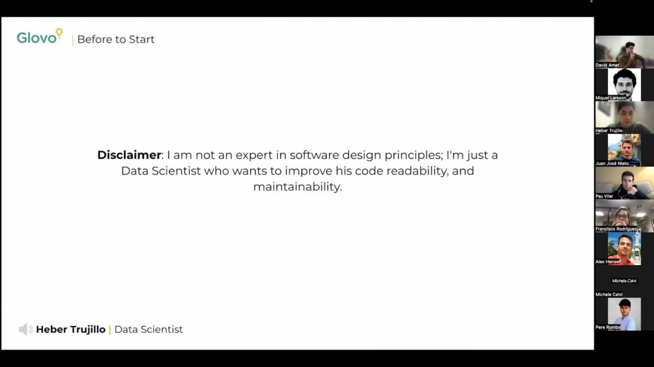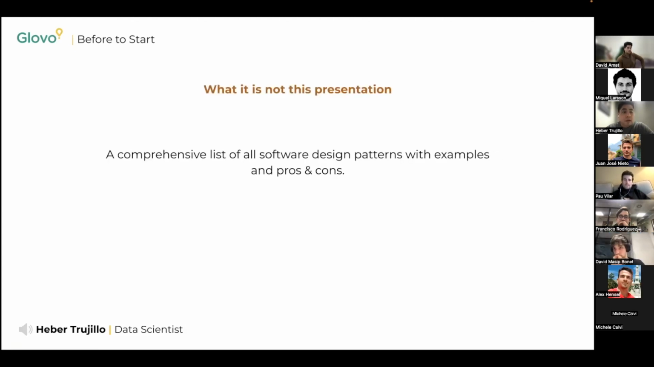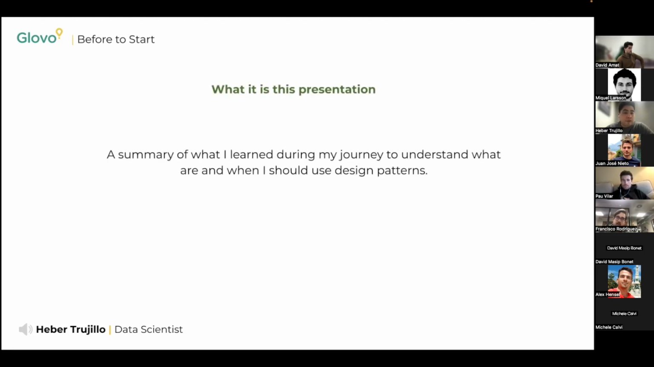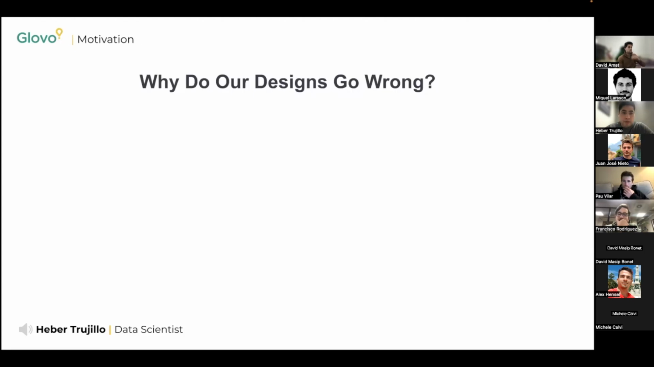Okay, let's start. But before we start, I just want to mention that I'm not an expert in software design principles. I'm just a data scientist who wants to improve his code readability and maintainability over time, right? And this is not a comprehensive list of all software design patterns with examples and pros and cons. It's more like a summary of what I have learned during my journey to understand what they are and how I should use them. Okay, so I want to start with this question.